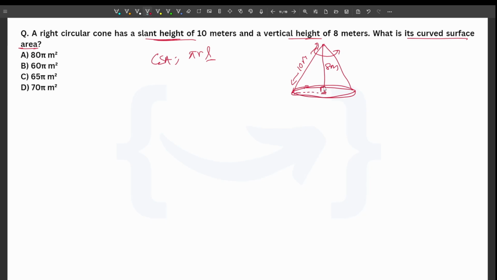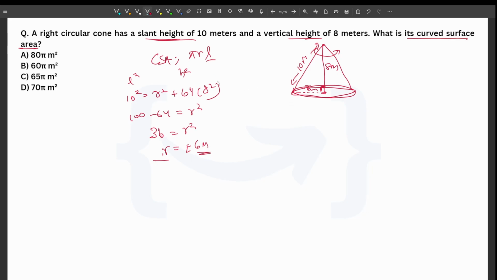We know that it creates a 90-degree angle. We have 10 square as L square. We don't know R square, but we know H square. We know H square is what? 64, which is 8 square, isn't it? Now 100 minus 64 will give you R square. If you subtract 64 from 100, what will you get, my dear? 36 for R square. So my R will become plus minus 6 what? Meters. Okay, 6 meters, I got it as my radius.